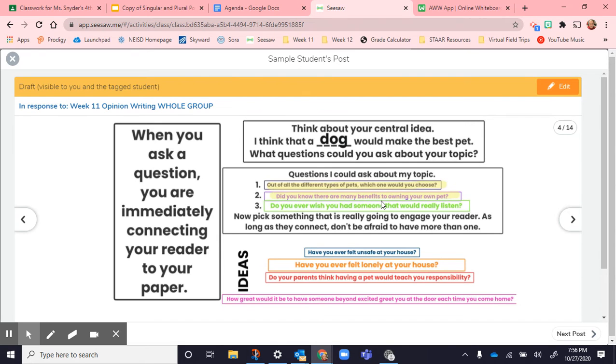So here we picked some questions. I had some ideas down here to choose from, or you could pick your own. We picked three of them just to say, hey, these are three that I like. Then we thought about them and we went ahead and picked what we wanted to go with. As long as the questions connect, don't be afraid to have more than one. So I went ahead and picked these first two. I like these. Remember, they have to tie back to this central idea.